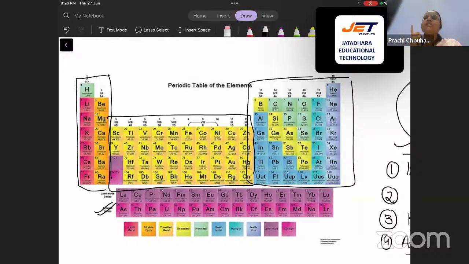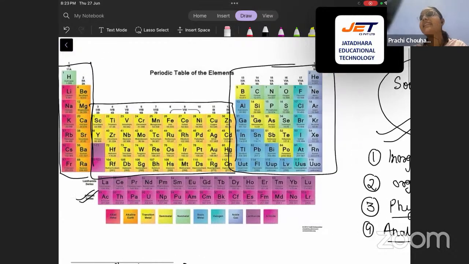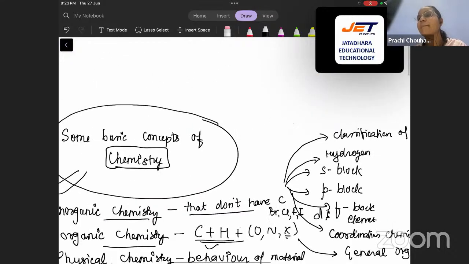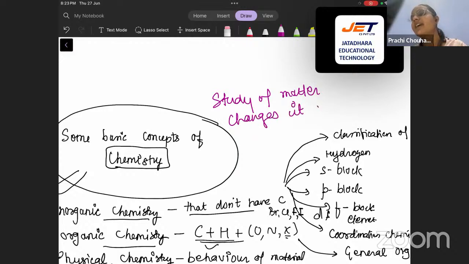Now the first question that remains is, how do we define this branch of science, that is chemistry? What we can say is that it is the study of matter and the changes that the matter undergoes. So chemistry is the study of matter and the changes it undergoes.